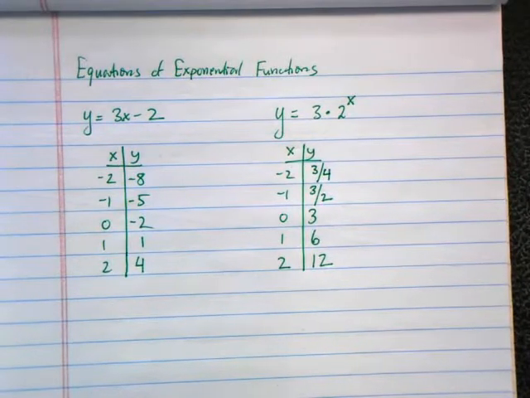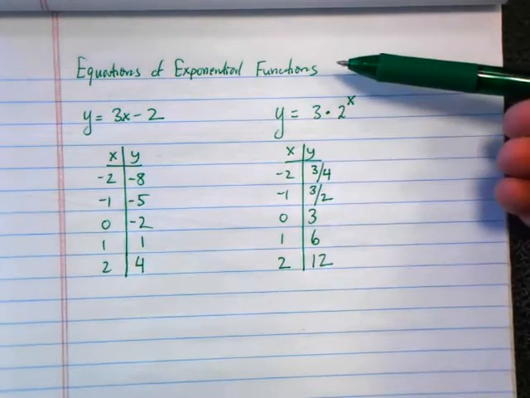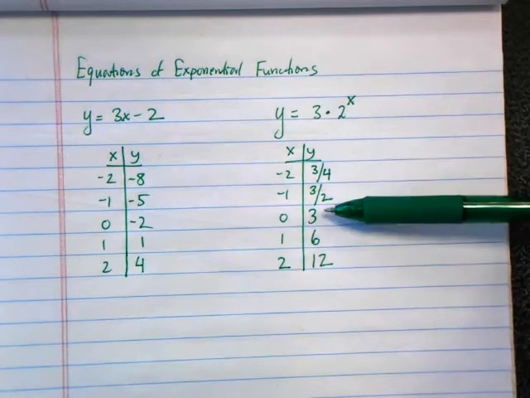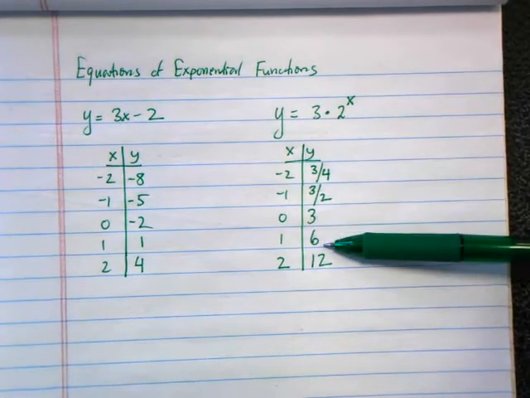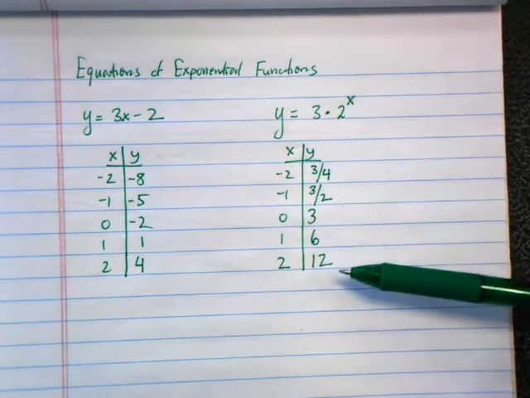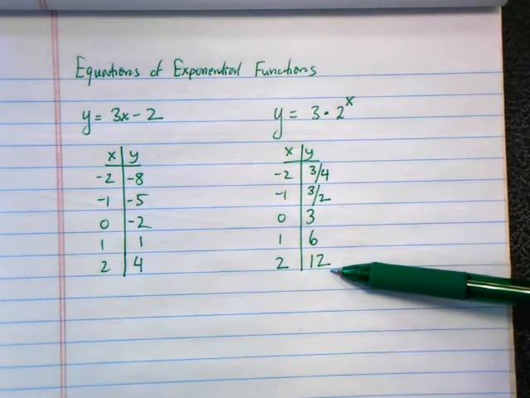What's the pattern with exponential functions? If you're going backward, they halve. If you're going forward, they double. It's easy to see with the integers. If I go from 3 to 6, I double. If I go from 6 to 12, I doubled again.